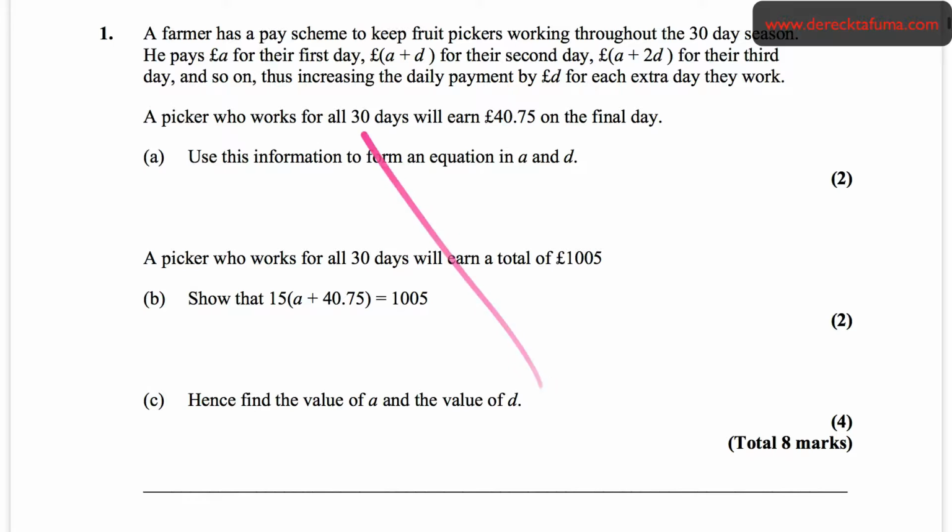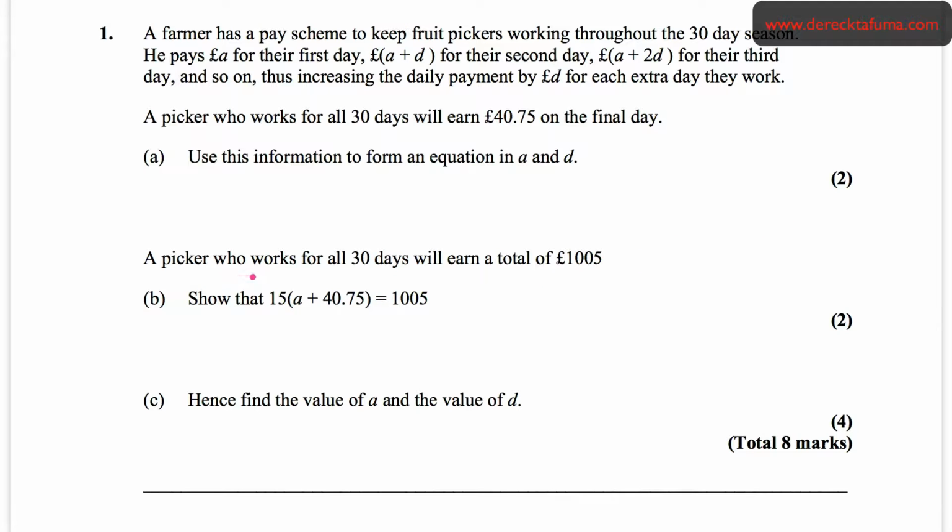A farmer has a pay scheme to pay his fruit pickers working throughout the 30-day season. He pays £8 for their first day, A plus D pounds for their second day, A plus 2D pounds for their third day, and so on, thus increasing the daily payment by D pounds for each extra day they work. A picker who works for all 30 days will earn £40.75 on the final day. Use this information to form an equation in A and D. That's 2 marks.